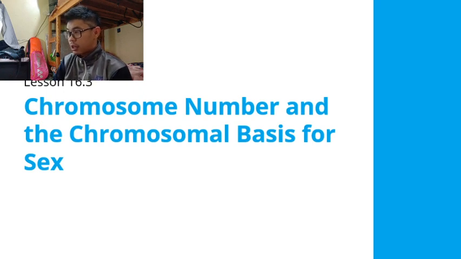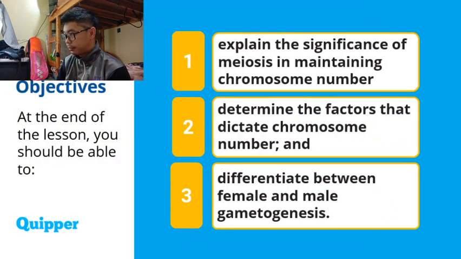So the lesson for today is lesson 16.3, entitled Chromosome Number and Chromosomal Basis for Sex, for either male or female. Now, the objectives of this lesson are: explain the significance of meiosis in maintaining chromosome number, determine the factors that dictate chromosome number, and differentiate between male and female gametogenesis.